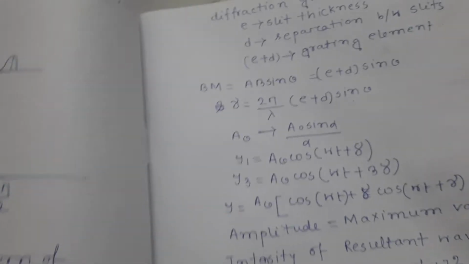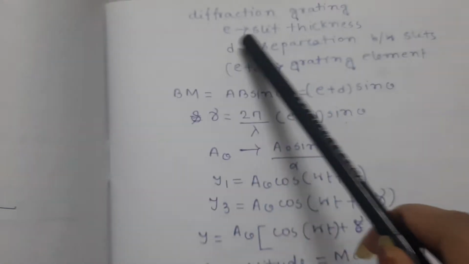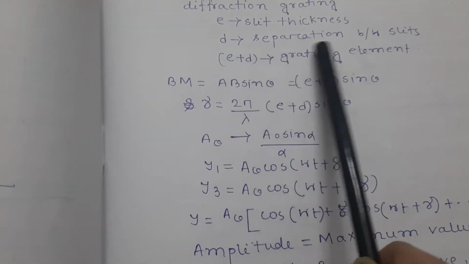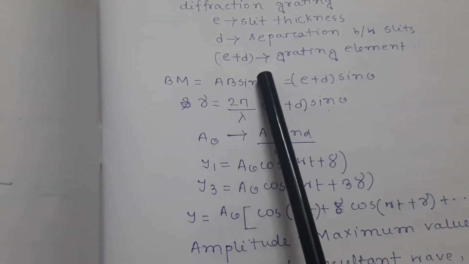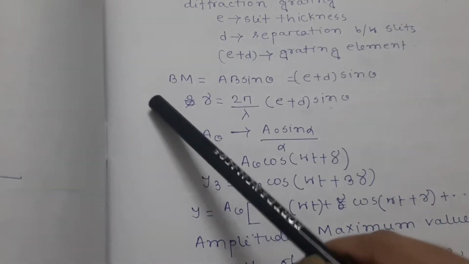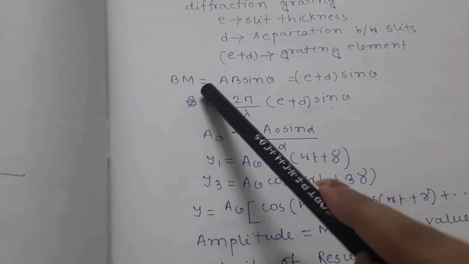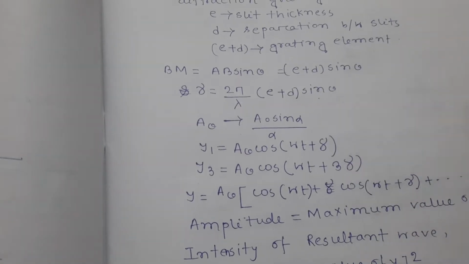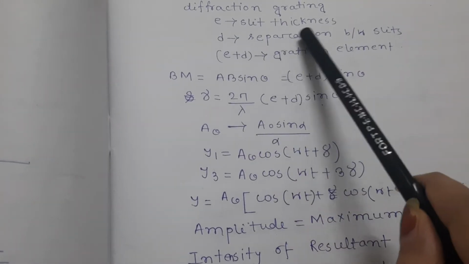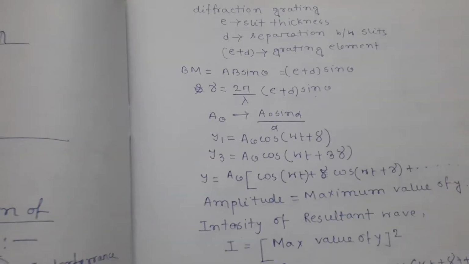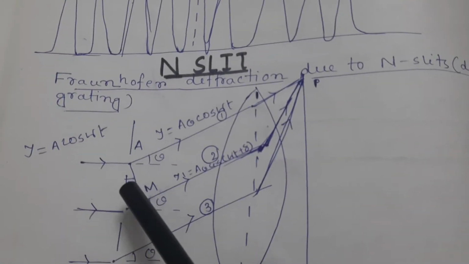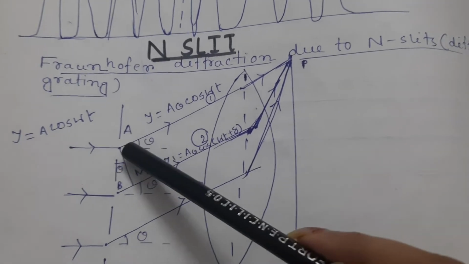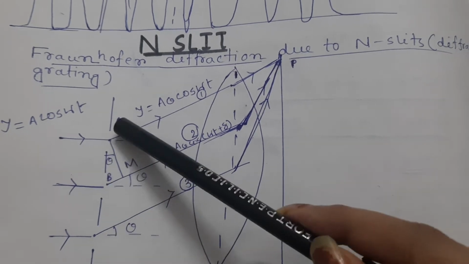For the diffraction grating, E is equal to the slit thickness and D is equal to the separation between slits. So E plus D is the grating element, the sum of the two. BM equals AB sin theta, which is (E plus D) sin theta, because E is the slit thickness and D is the separation between slits. Because this angle is theta, BM equals AB sin theta, and AB means E plus D.